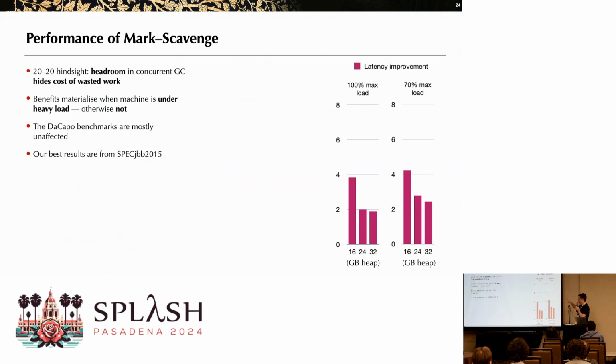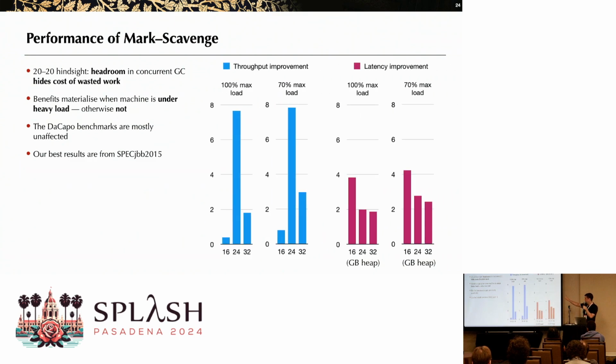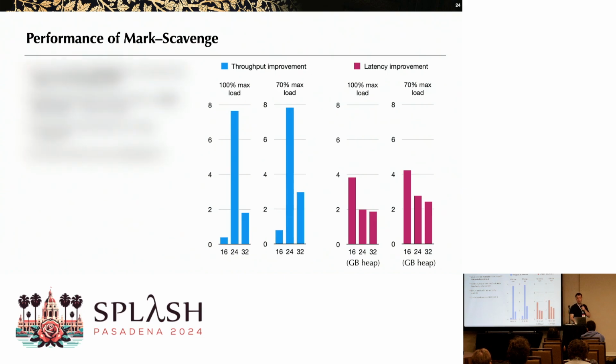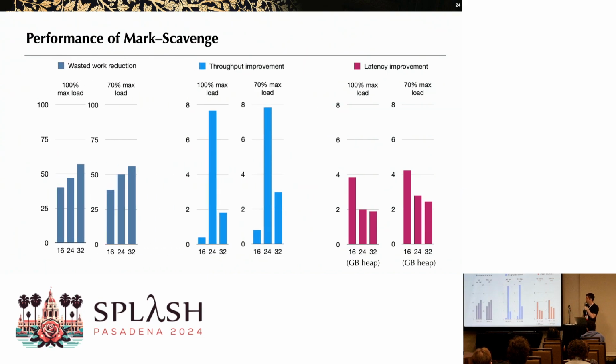And we have a latency metric, and this latency metric is not easy to improve for a very mature GC like ZGC. And we managed to improve it by 2 to 4%, depending on what type of load you had and your heap size. And for throughput, we managed to increase it by about 2 to 8%, and we managed to reduce wasted work by about 50%.